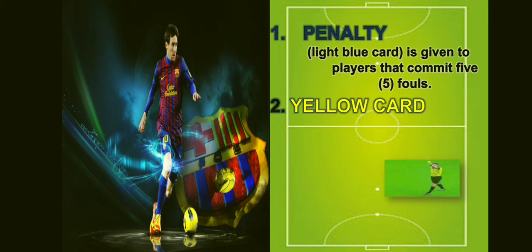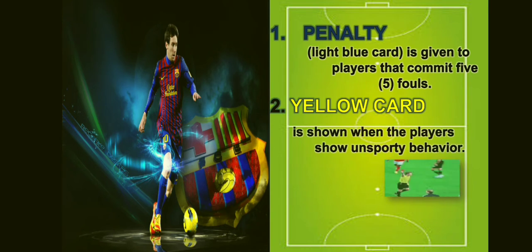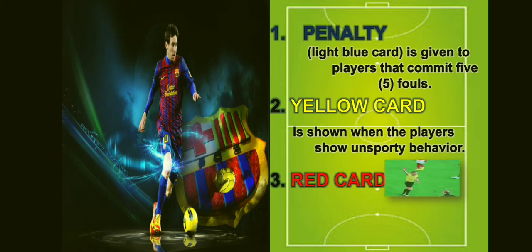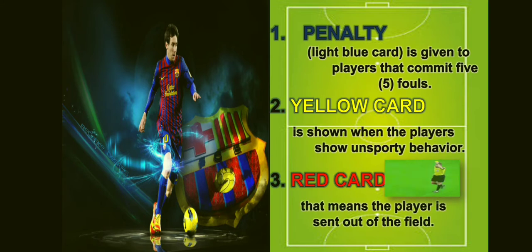The yellow card is shown when the player shows unsportsmanlike behavior, penalties, or infringement of the laws of the game. And the red card means the player is sent out of the field.